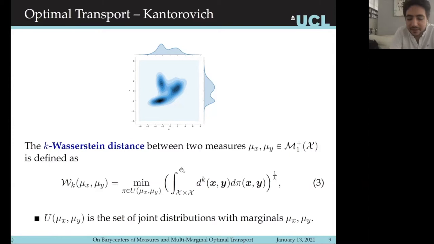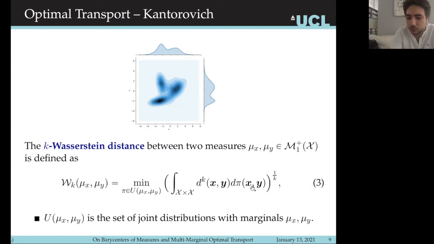And so it's defined as finding a joint distribution, pi, which has marginals mu x and mu y, the two measures. And the objective is to minimize the expected cost under that joint of transporting mass from the first measure to the second. So you can see pi of x, y as saying how much mass should be moved from the point x to the point y. And this is the expected cost under that transport plan. We call that a plan.